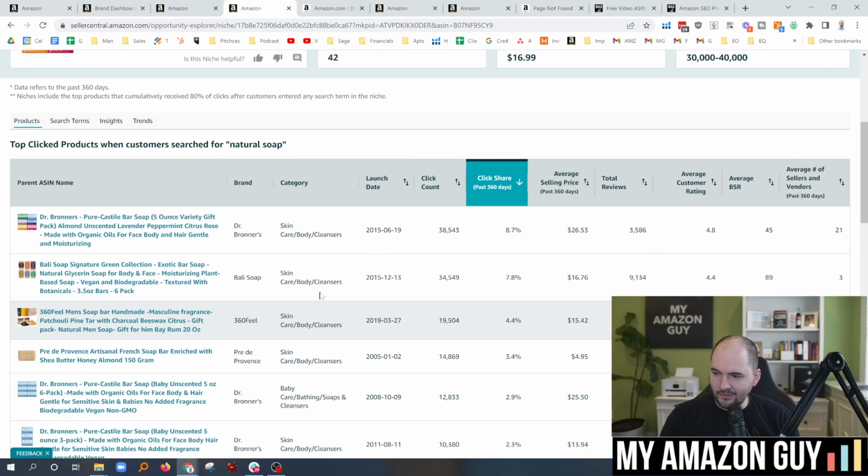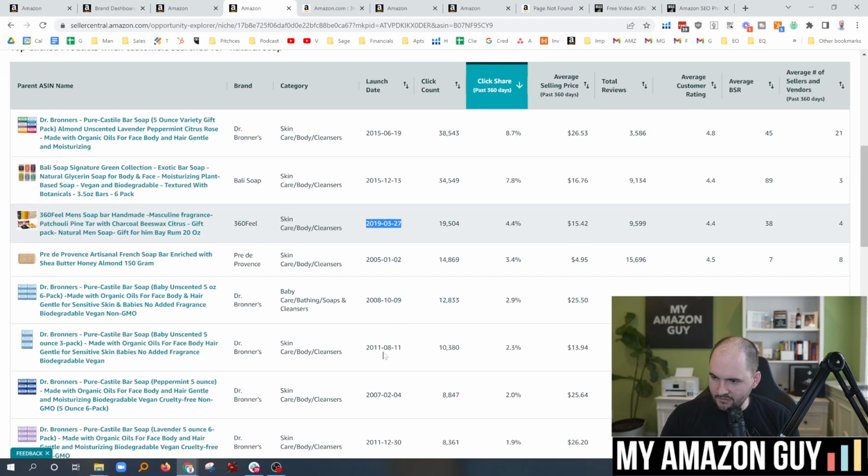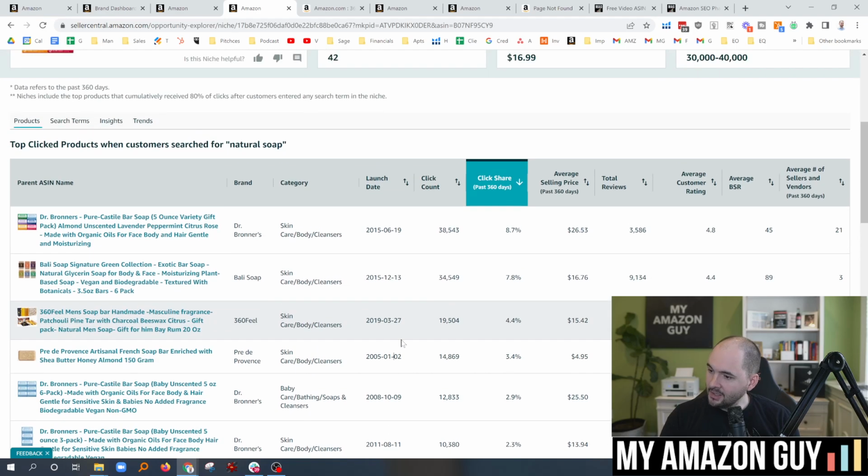Here you can see all of these are pretty much the same category: skin, care, body, cleansers. And here's when the product launched. You can see a lot of these are older products. Here's the 2011 one. 2007, man, those guys are OG, right? That's a long time to be on the Amazon platform with a particular product and still doing well. Here are their average selling prices: $15, $26, $16. This gives you a pretty good indication of what your competition is going to look like.